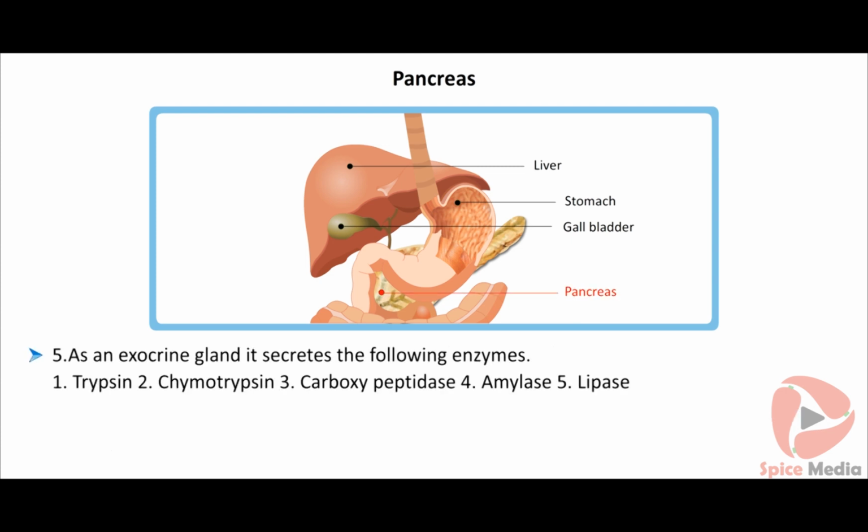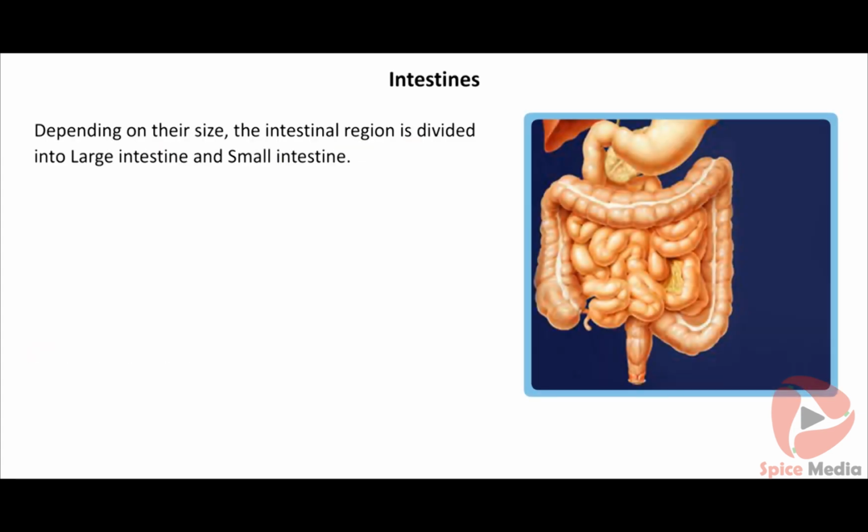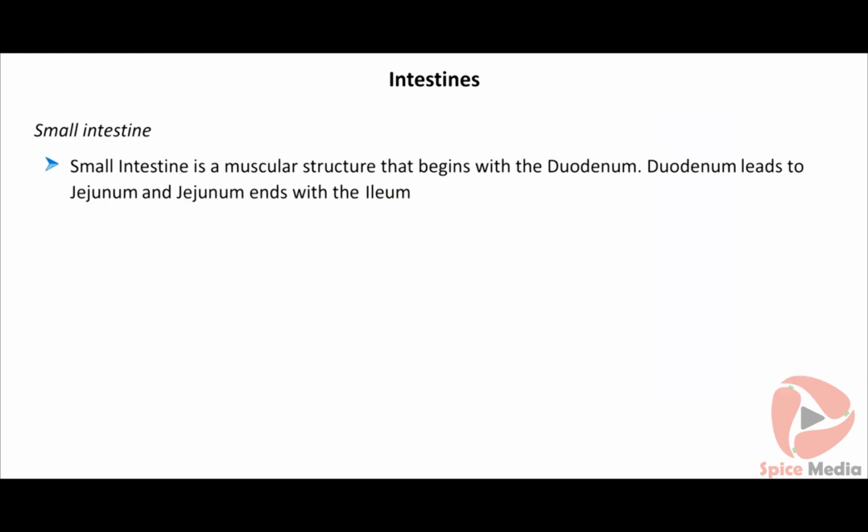The gland's upper surface bears the islets of Langerhans. The islets of Langerhans are endocrine in nature and secrete the hormones glucagon and insulin. As an exocrine gland, it secretes trypsin, chymotrypsin, carboxypeptidase, amylase and lipase.